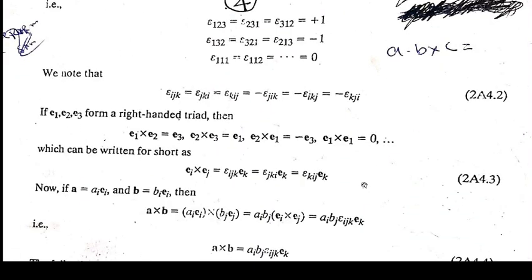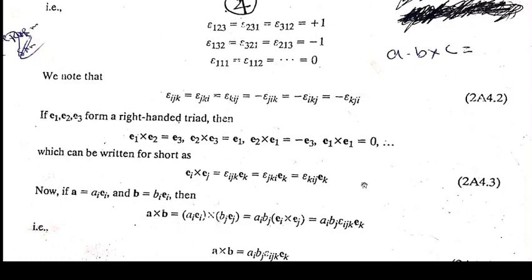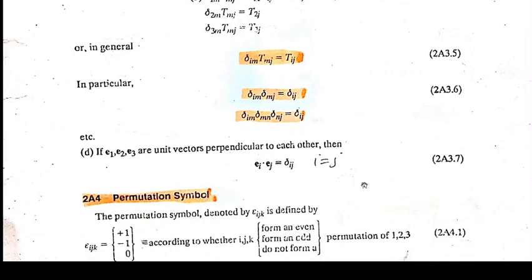Like Kronecker delta, we have another symbol which is called the permutation symbol.